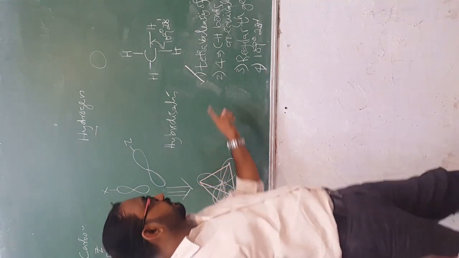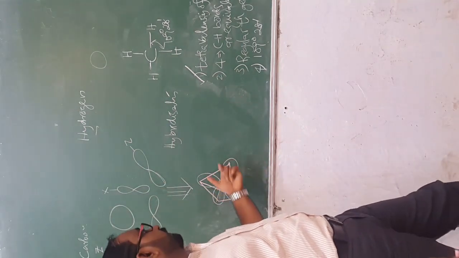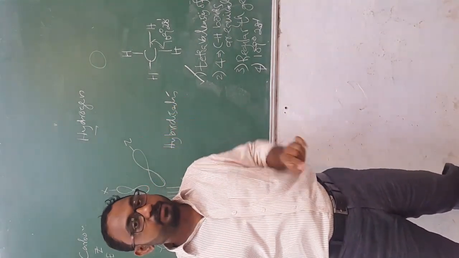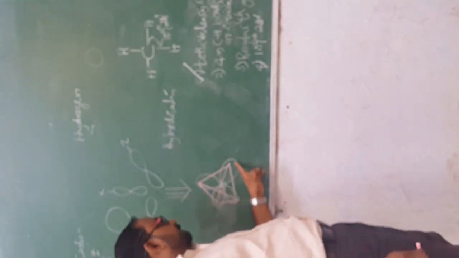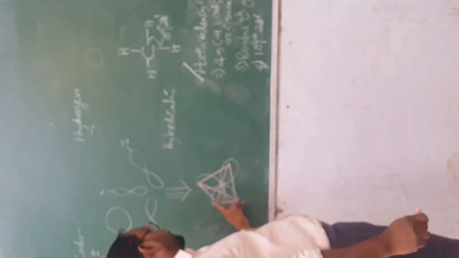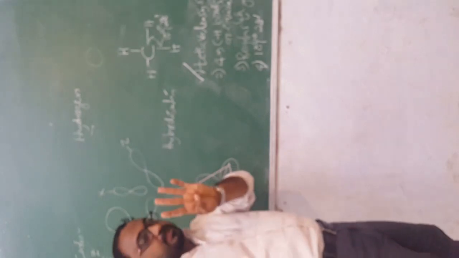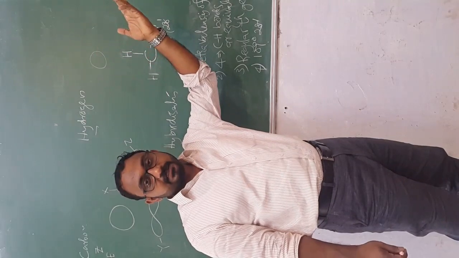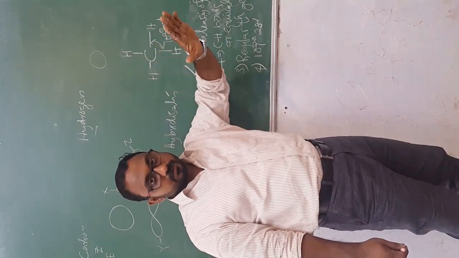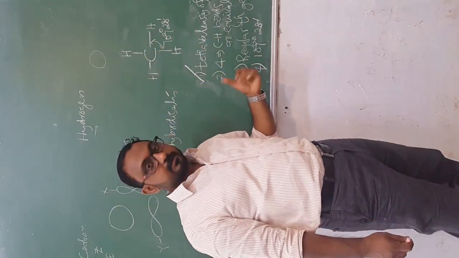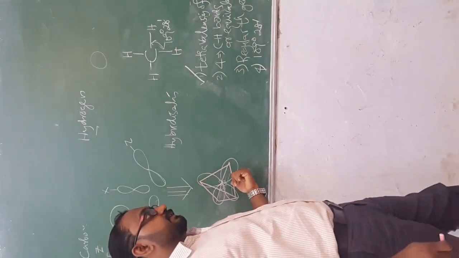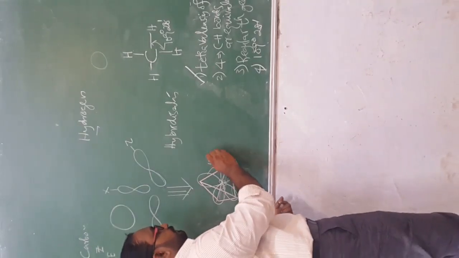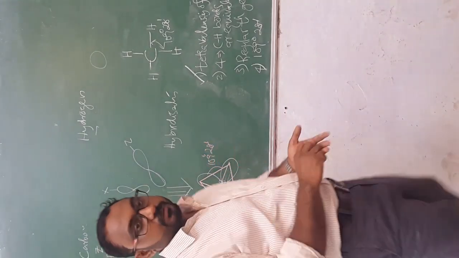So once it is hybridized, you have 4 equivalent orbitals. Each one will be an sp3 hybrid orbital. This is an sp3 hybrid orbital, this is another sp3, this is another sp3, this is another sp3. So you got 4 sp3 hybrid orbitals, and all 4 are equivalent. Now they can overlap with the hydrogen atoms' s orbitals, forming equivalent bonds. And this has a regular geometry, that is tetrahedral, and of course the angle will be 109 degree 28 minute.